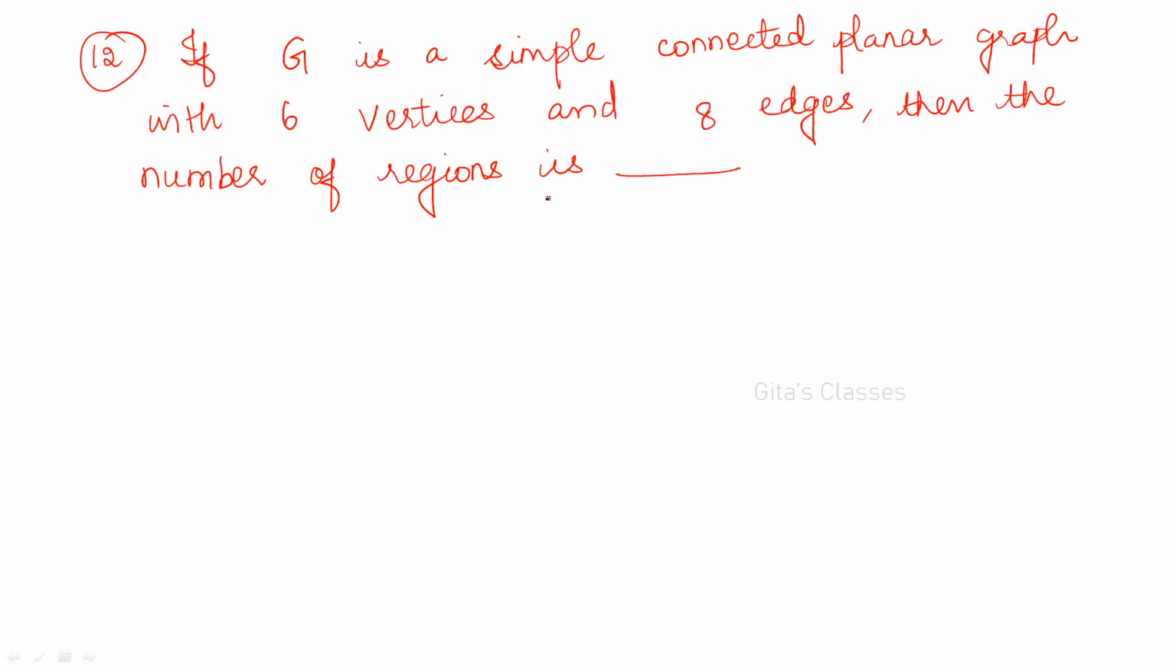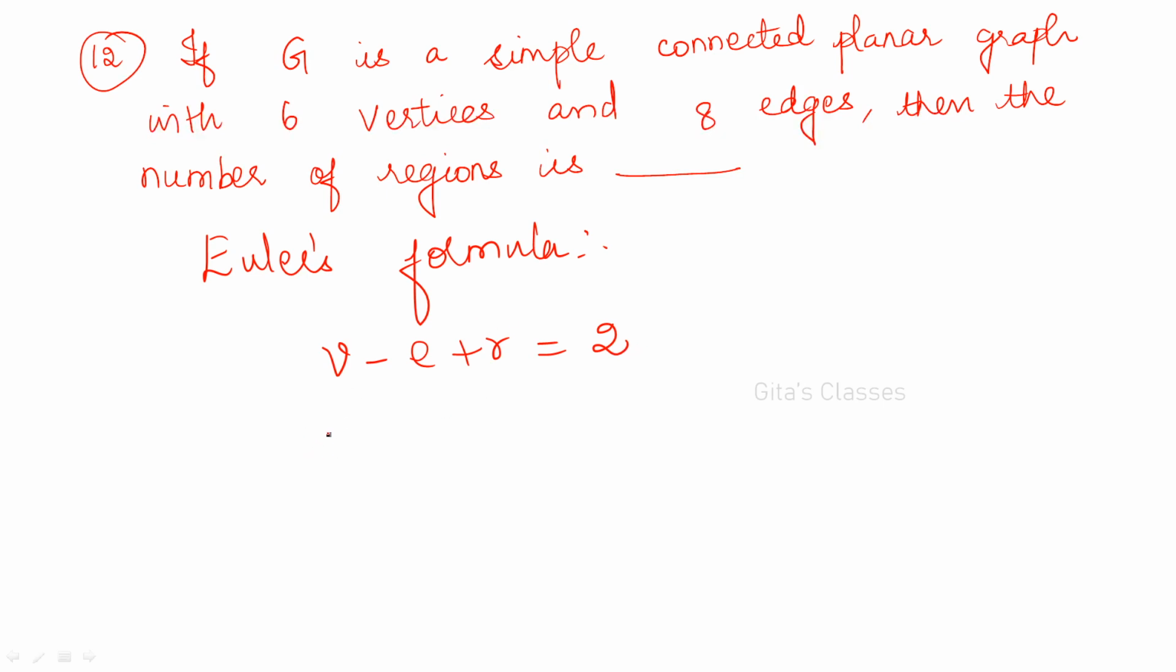it is called cut set. Now, if G is a simple connected planar graph with 6 vertices and 8 edges, then the number of regions is, actually we have Euler's formula. What is Euler's formula? It says that V minus E plus R is equal to 2. Number of vertices minus number of edges plus number of regions is always 2. Okay. So here vertices is given 6, edges given as 8 plus R is equal to 2. That is minus 2 plus R is equal to 2 implies R is equal to 2 plus 2, it is 4.